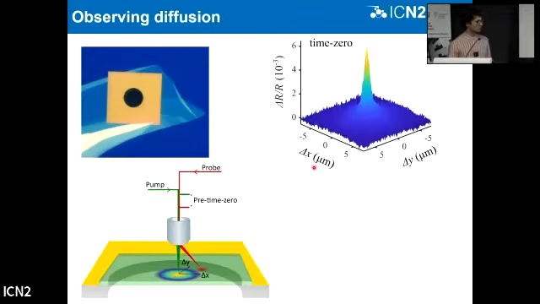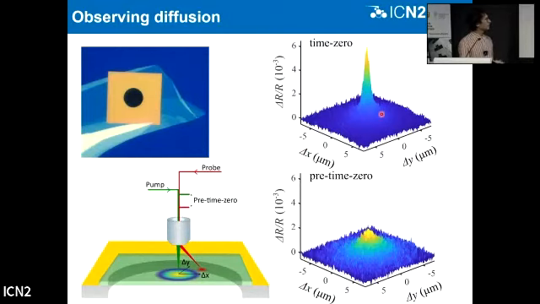By scanning the probe over the pump, we're able to map out the profile of these excitations, which we see at time zero, we see the sharp profile, which then later decays, reducing in amplitude and becomes significantly broader. Intuitively, we can think of this as heat diffusing out of the system.